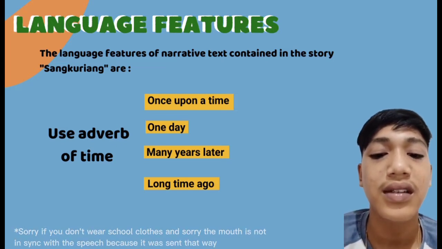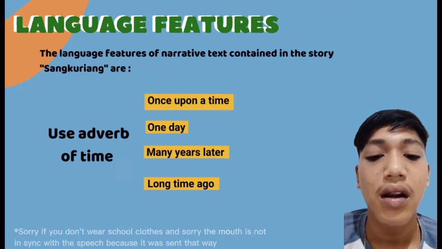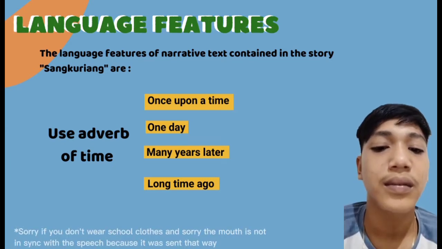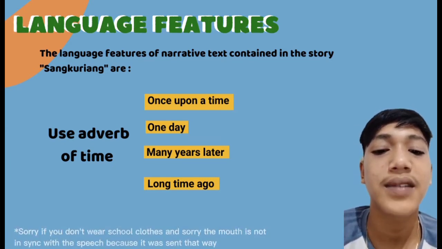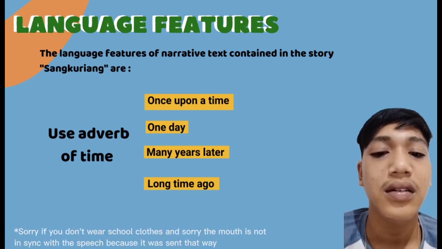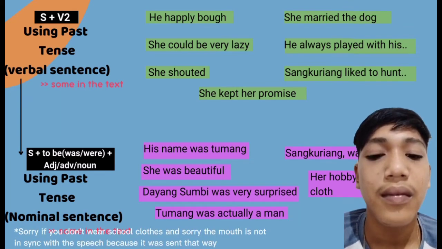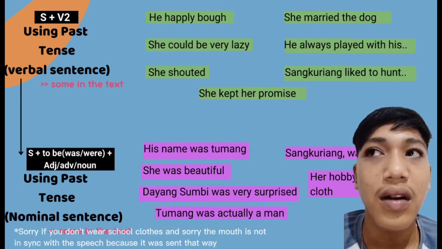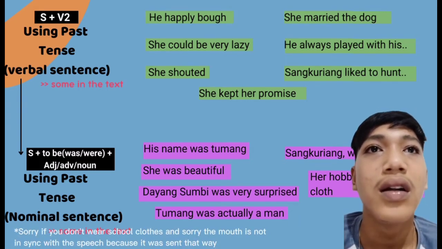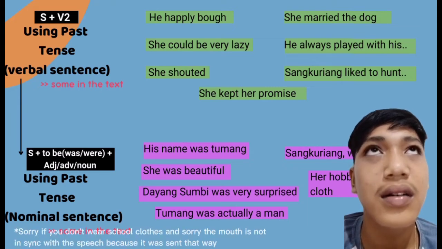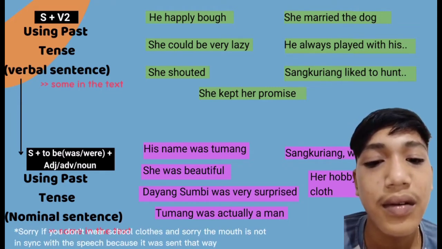Presentation on language features. The language features of the narrative in the story. Sangkuriang: once upon a time, one day, many years later, a long time ago. Past tense is used. She married the dog. He always played with Sangkuriang.